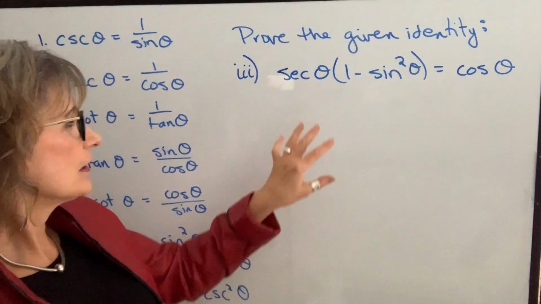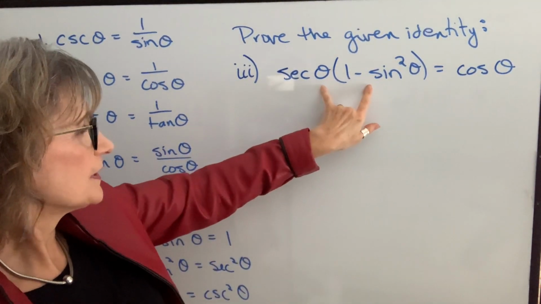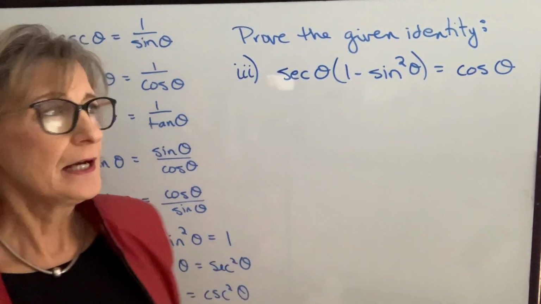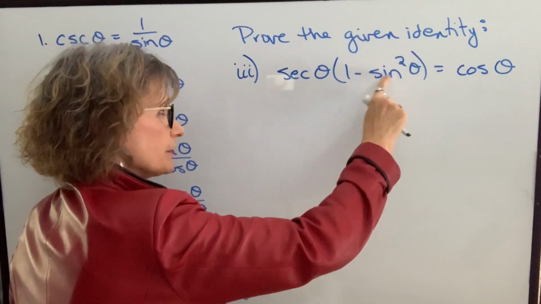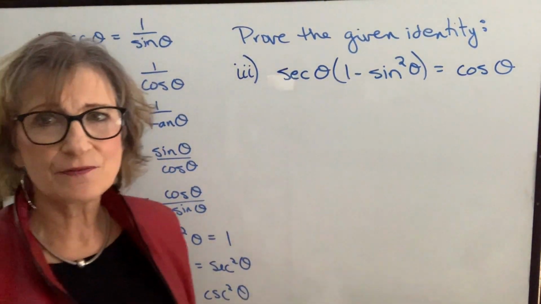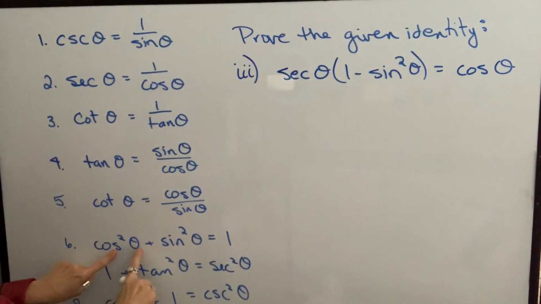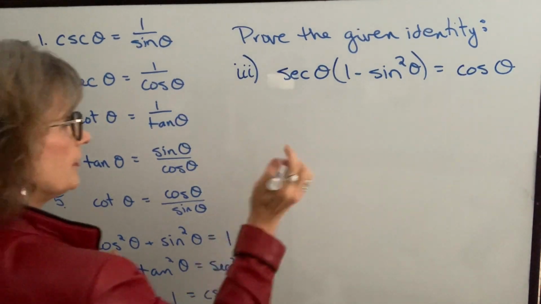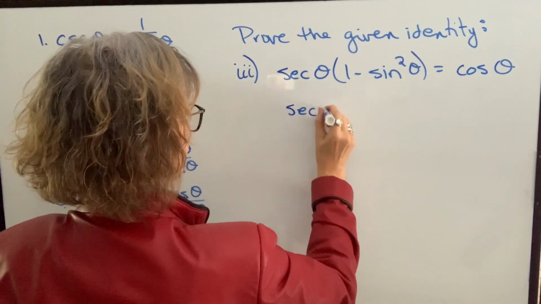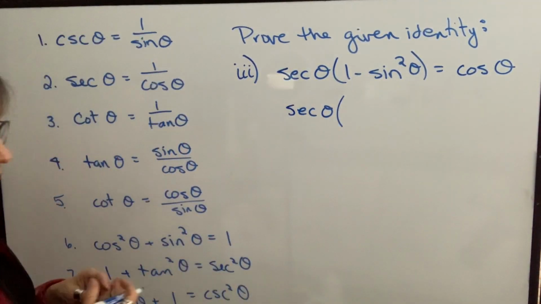Okay, the next example, again, I'm going to work with this side and try to make it look like that. I have some squares, so I'm going to take a look to see if I can use my Pythagorean identities. We know that cos squared theta plus sine squared theta is equal to 1. Therefore, you can do a couple of things.